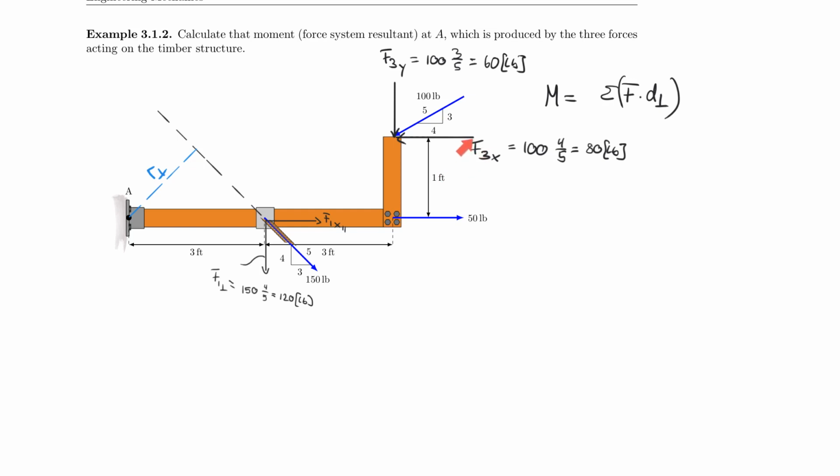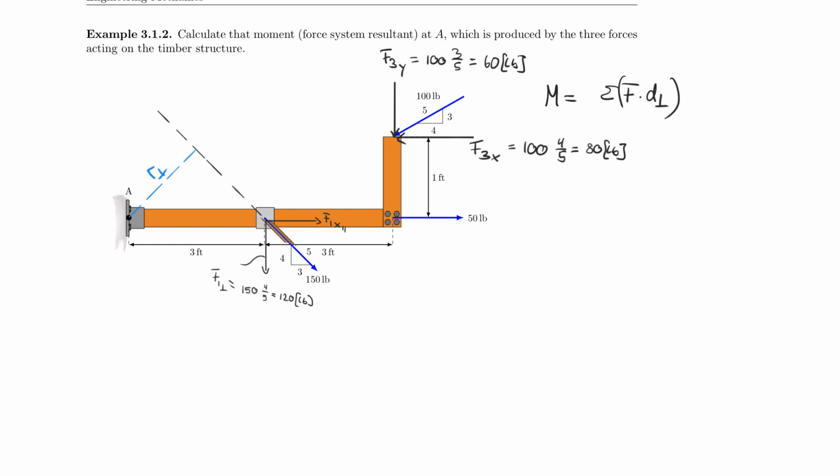But then F3x actually has a line of action that goes in this direction. So it has a distance like that. If I poke my needle in here and have my rubber band or my string connected to that, I would find that it turns counterclockwise. Therefore, it's positive. Let's write that down.